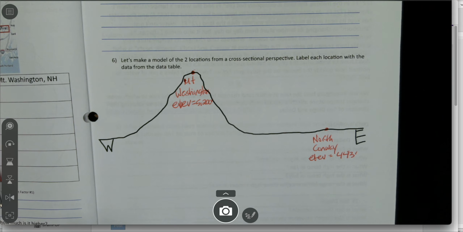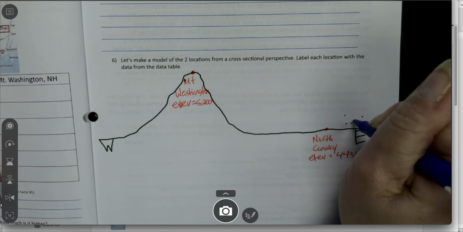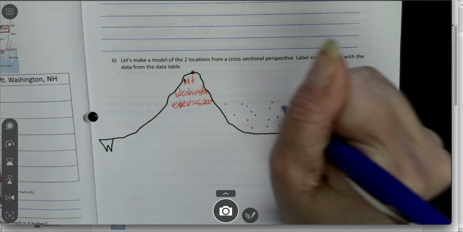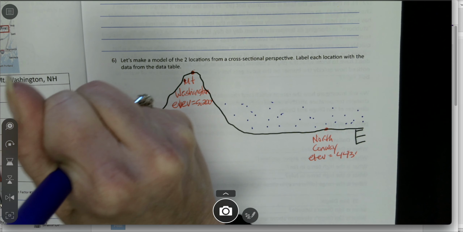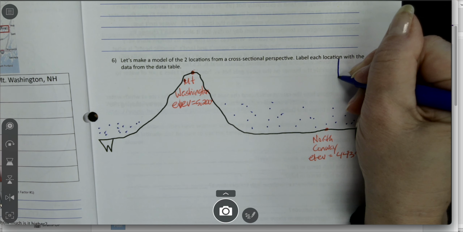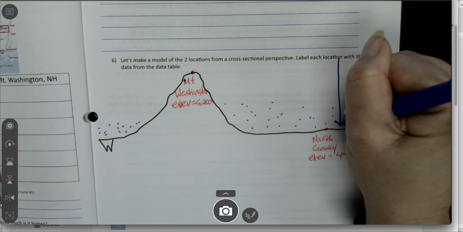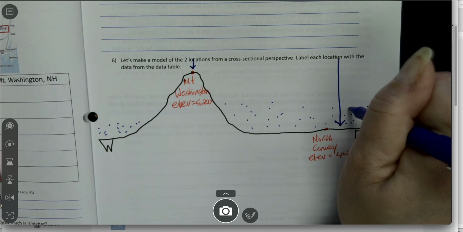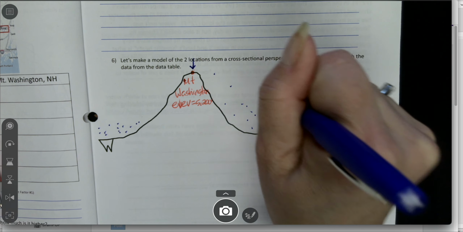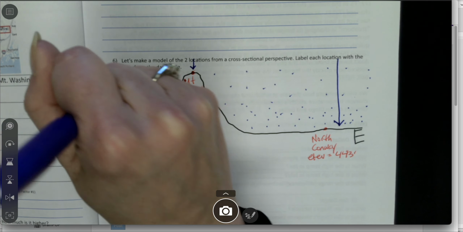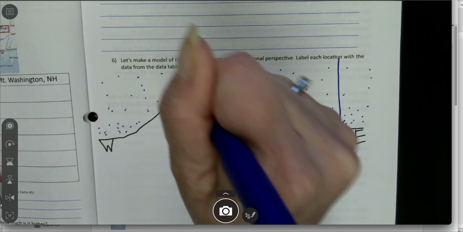And now we're going to think about what's going on in terms of the air. So we know from our study of the atmosphere that the atmosphere is made up of molecules of nitrogen and oxygen and carbon dioxide and water vapor. And because North Conway has a lot more atmosphere pushing down on it than Mount Washington does, the concentration of molecules is much thicker and more concentrated in North Conway than it is at Mount Washington.